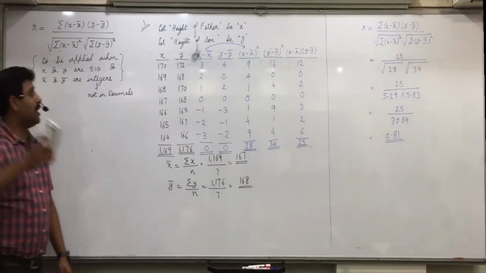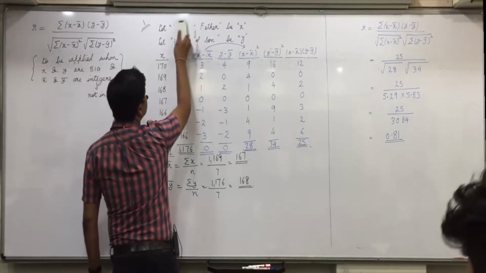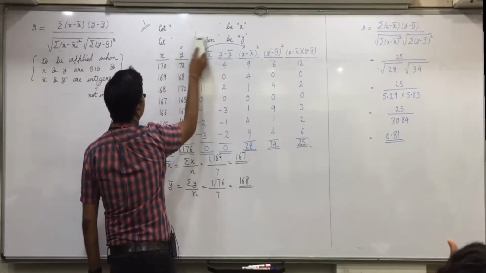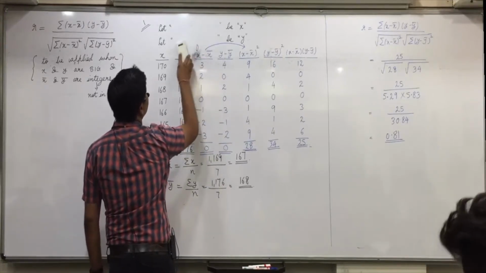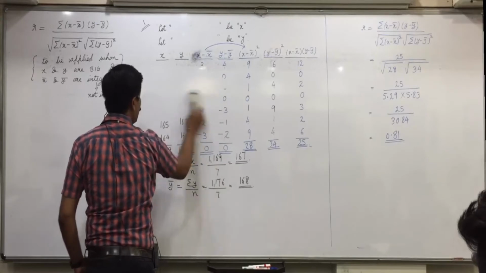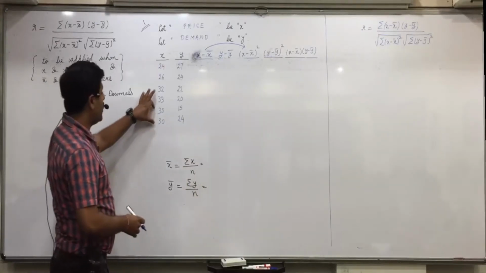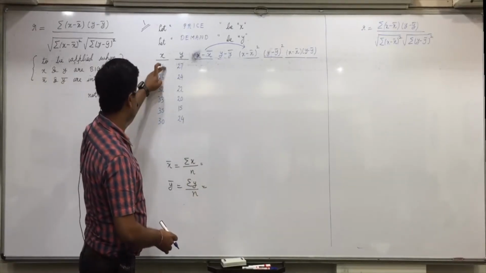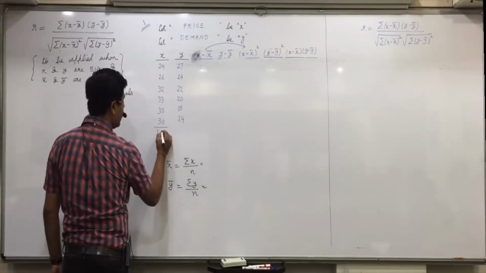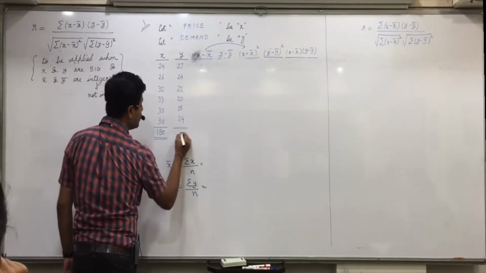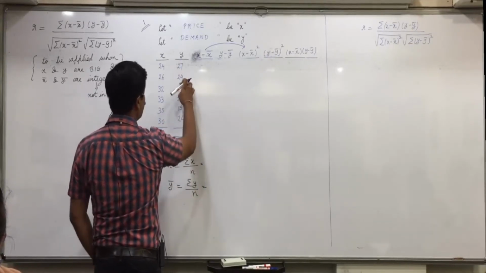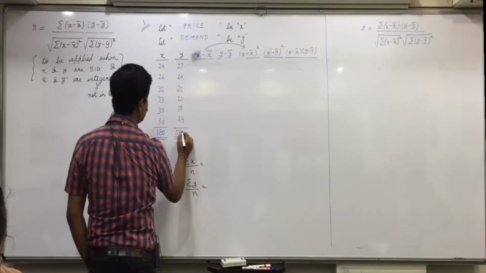So, let price be x and let demand be y. And note down the values of x and y. Now 30 into 4, 120 plus 40, 160, 170, 182, 180. 180. And 20 into 5, 100. 132.